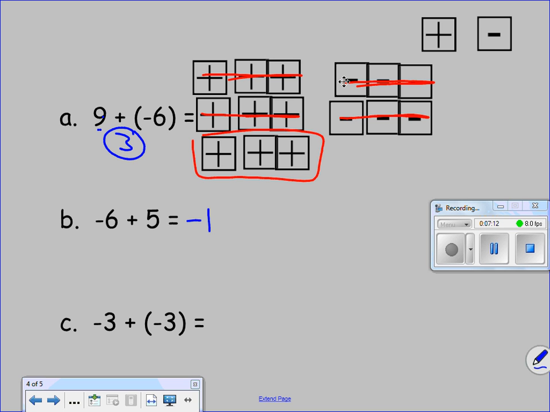And it's pretty simple. You have 5 positives. So if you cross off the 5 positives, you have to cross off 5 negatives, which means you're left with only 1, which would be -1.